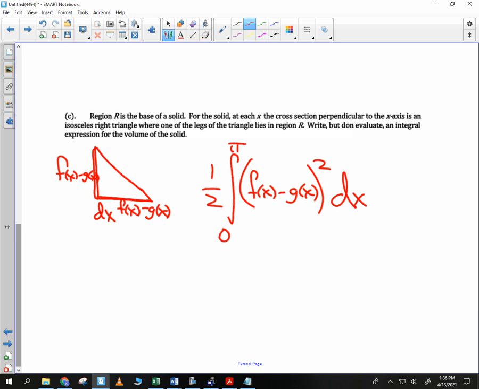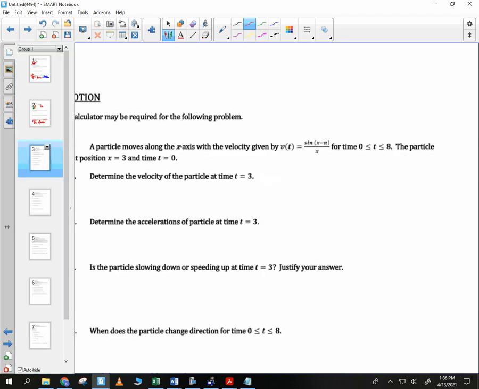And in this situation, this would be a non-calculator problem. And so that's why they would say write, but do not evaluate an expression for the volume of the solid. Okay, and that's where they come up with that. Not too bad. Just want you to have a reference because when we actually look at the free response questions, I want you to feel like you got a fighting chance.